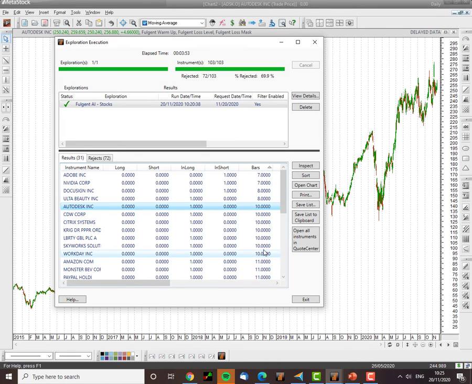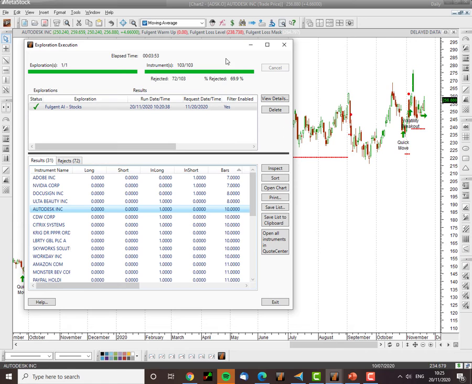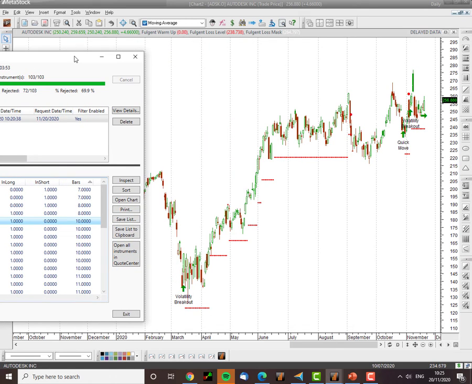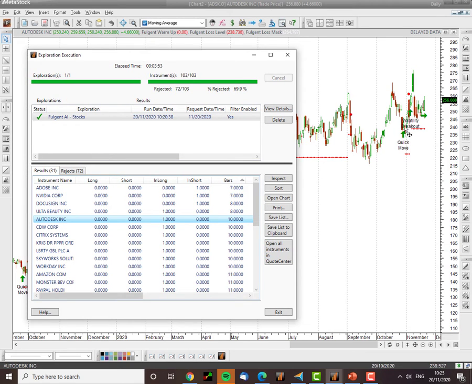Autodesk is 10 days into the trade. You can see it also had, from the April, March lows, a huge move up. Now the recent ones is a quick move, and then another one. So it's still long in a trade. Your stop loss there is 240.